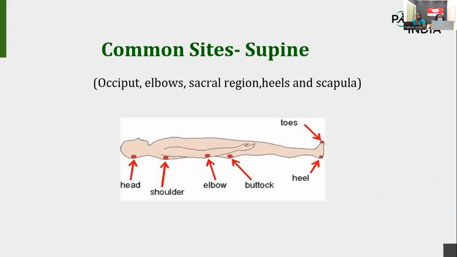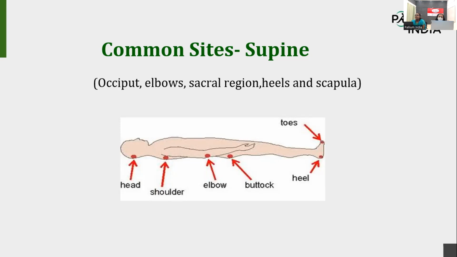Coming to the common sites, I'm going to mention each position. This is one of the common positions, the position in which the person normally lies down. This is the supine position. If the patient is in supine position, the head, shoulders, elbows, buttock, heels and toes are the common areas where the patient can develop pressure ulcer.